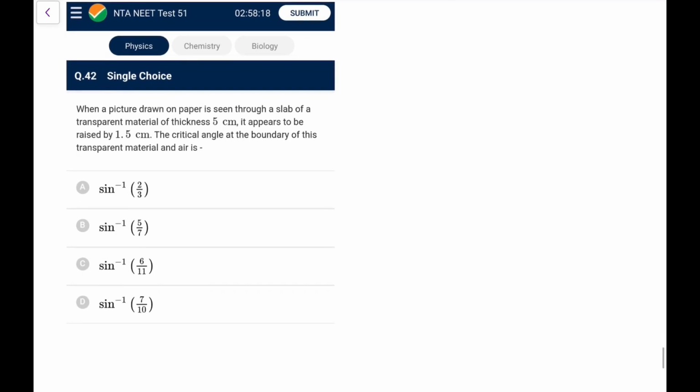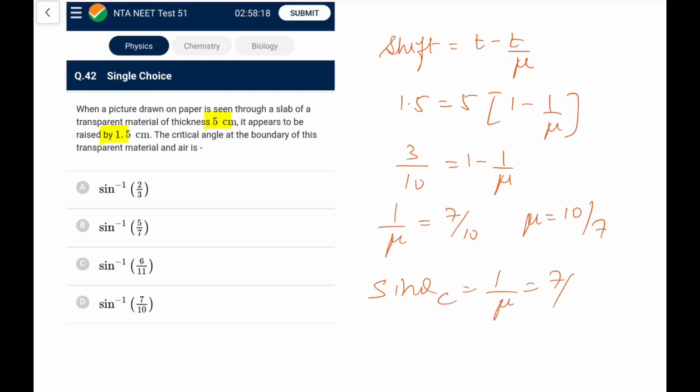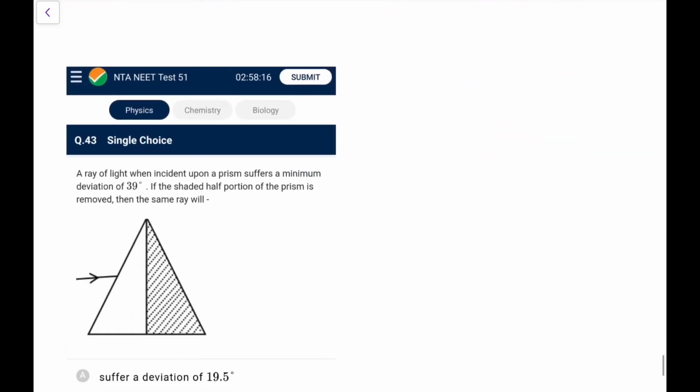When a picture drawn on paper is seen through a slab of transparent material of thickness 5 cm, it appears to be raised by 1.5. The critical angle at the boundary of this transparent material? The shift that we generally talk about is t minus t by mu. So 1.5 is 5 into 1 minus 1 by mu. So 3 by 10 is 1 minus 1 by mu, so 1 by mu is 7 by 10, so mu is 10 by 7. And sine theta c for such a material is 1 by mu, that is 7 by 10, so it's sine inverse 7 by 10. You just have to remember that shift and you can easily make it out.